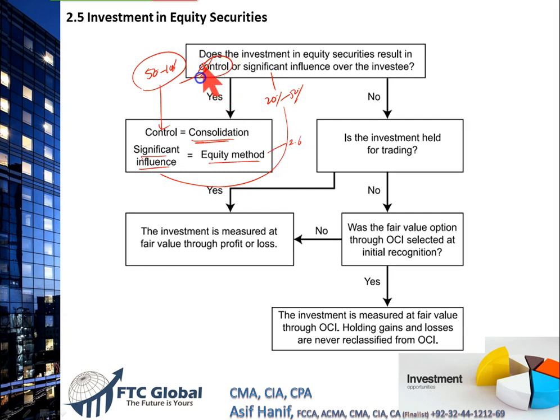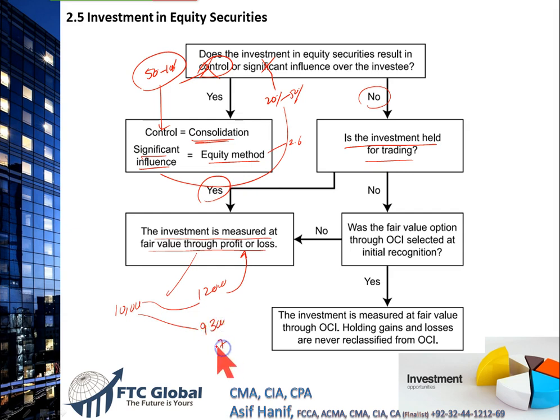If you do not have control, you do not have significant influence, is the investment held for trading? Held for trading means you just buy those investments, you sell, you buy, you sell, you buy, you sell. If yes, if these investments are for trading purposes, then the investment is measured at fair value through profit and loss account. If the investment was $10,000 and it has gone up to $12,000, it's a gain to be reported in the income statement. If it has fallen to $9,300, there is a loss of $700 to be reported in the profit and loss account. So the gain or loss, if it is trading securities, must be reported as a part of the profit and loss account.